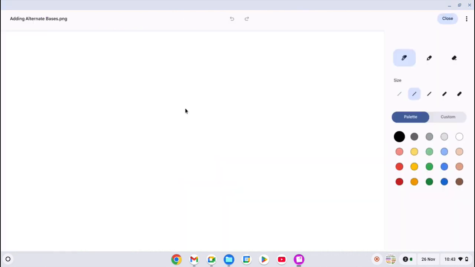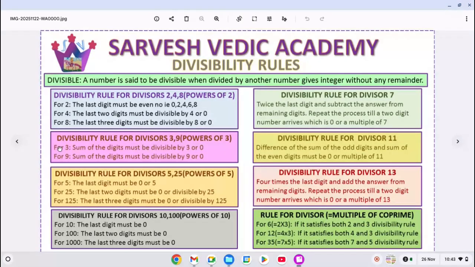Here what you have to do is check the sum of the digits. Sum of the digits means, consider this same number 236. The digits we have here are 2, 3 and 6. This is the sum of the digits. The rule is that the sum of the digits must be divisible by 3 or 0. For 9 also the same rule: the sum of the digits must be divisible by 9 or 0.